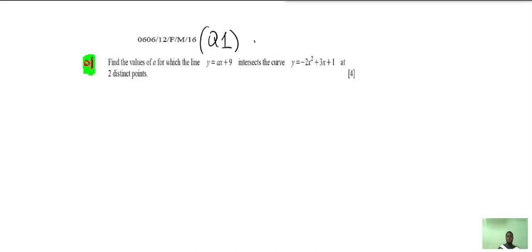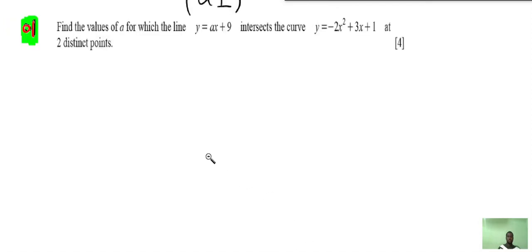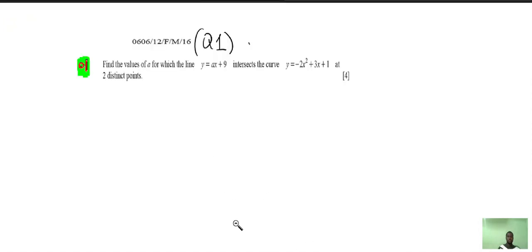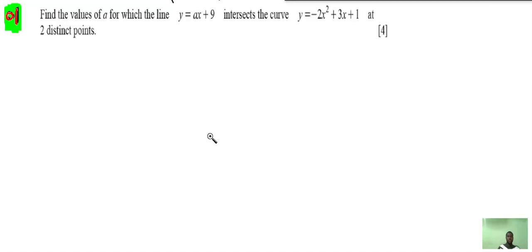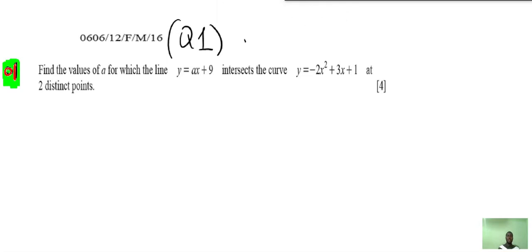First question. We have something like this. Okay, try to make it bigger. Okay, I think this is fine. So, additional mathematics paper 12, February, March 2016. Question 1 in that exam. 4 marks question.